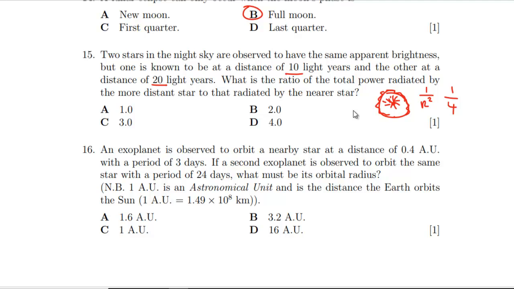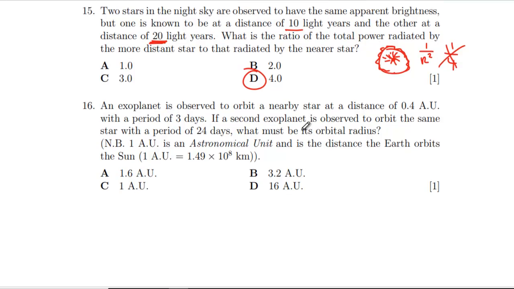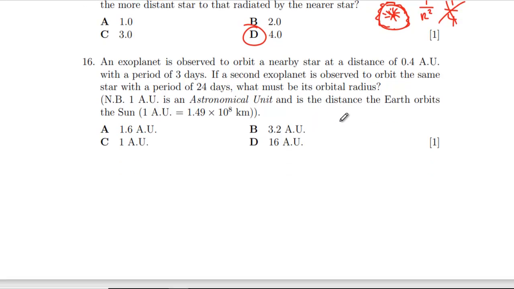So if they were the same brightness, it would be a quarter that we would see for the brightness of this because it's twice as far away. So it must be 4 times the power in order to wipe out that effect. So yeah, it's just a 1 over r squared drop off. Question 16. An exoplanet is observed to orbit a nearby star at that distance.